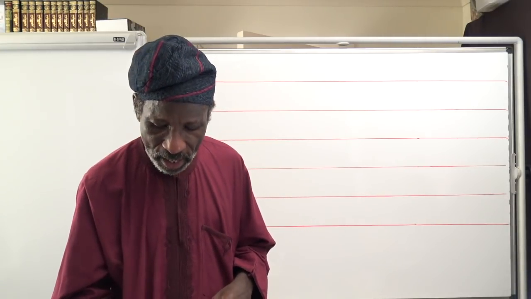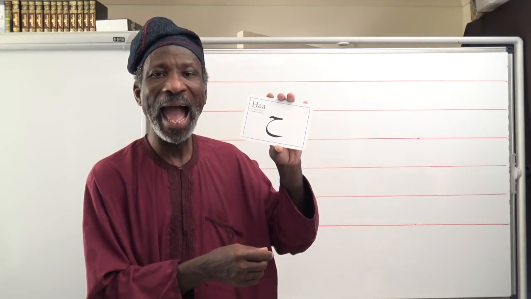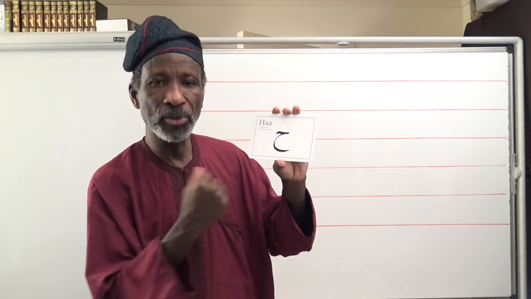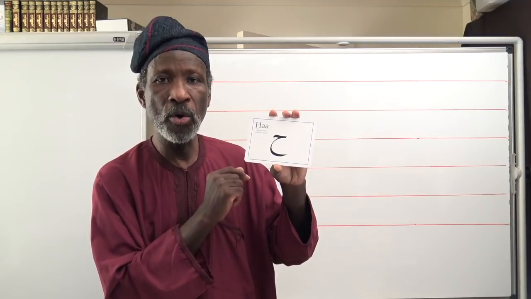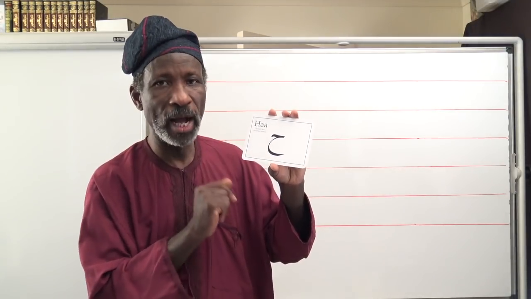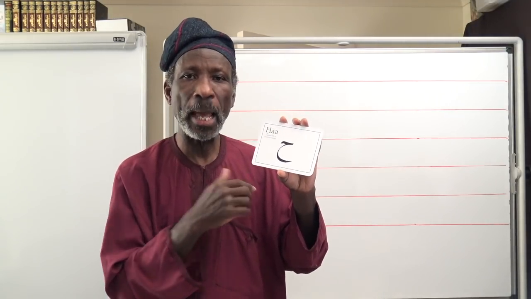Now, another one, of the same family, is the letter Ha. This letter is the same shape as Jim, except there's no dot at all anywhere. And the sound of this is like panting.